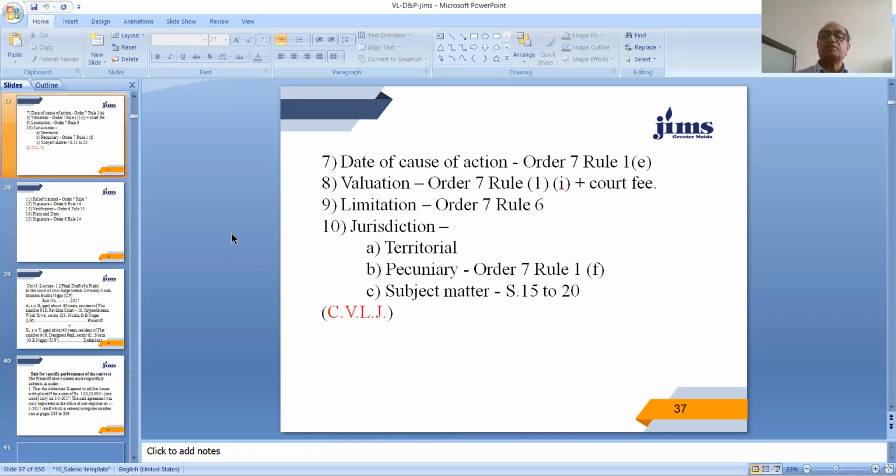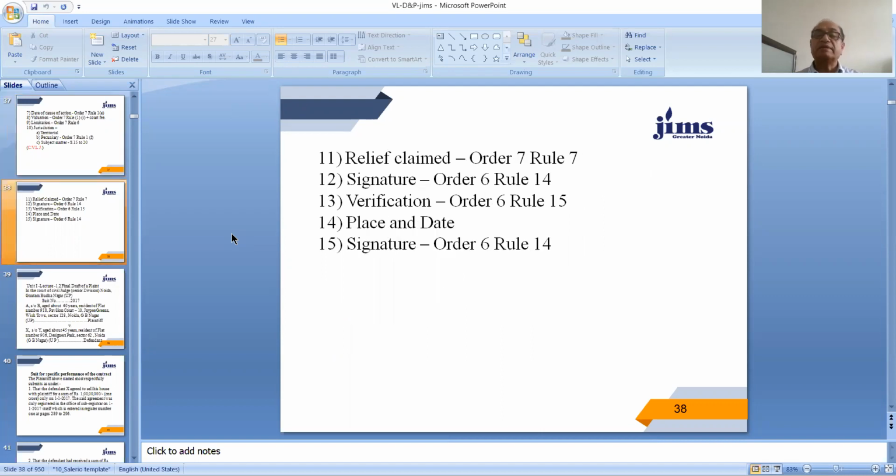Then, as usual, cause of action is to be mentioned according to Order 7, Rule 1E. Valuation is to be mentioned according to Order 7, Rule 1I, plus court fees is to be paid according to valuation. Then you will write down limitation, that the suit is well within limitation according to Order 7, Rule 6. Then jurisdiction, you will mention that this honorable court has jurisdiction to try the case. Then the relief claimed is to be written according to Order 7, Rule 7. Signatures are to be appended according to Order 6, Rule 14. Verification is to be done according to Order 6, Rule 15. Place and date you will mention, and the signatures of the plaintiff are required according to Order 6, Rule 14.